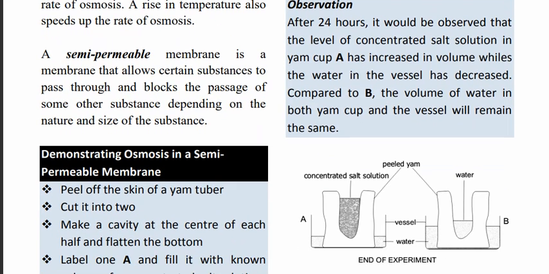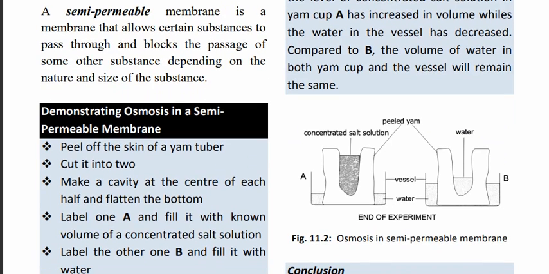A semi-permeable membrane is a membrane that allows certain substances to pass through and blocks the passage of some other substances depending on the nature and size of the substance. Is that okay? We have impermeable membrane, which doesn't allow anything, solute or solvent. Then we have semi-permeable, which allows solvent molecules to pass through, but it doesn't allow solute molecules to pass through.